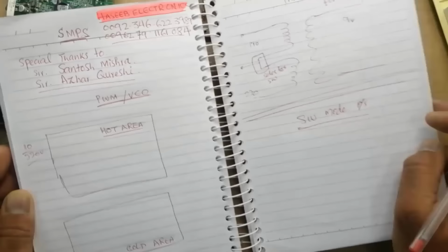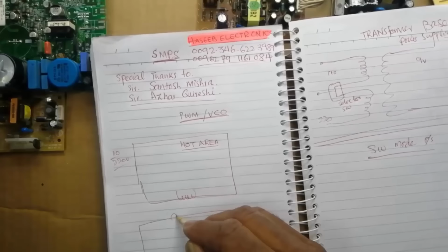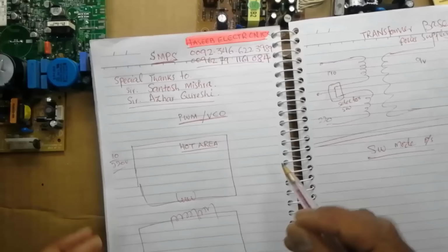Now we will swap to the switch mode power supply. The switch mode power supply is automatic. There is no selection for input voltage, and it is totally isolated. Like here it is isolation, the same here is isolation. Here is an isolation transformer, here is an isolation transformer.